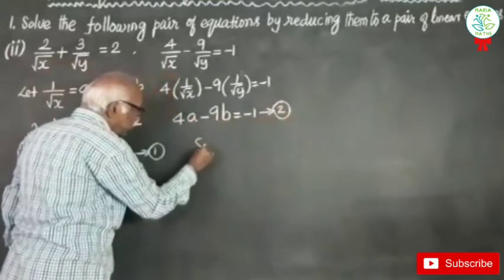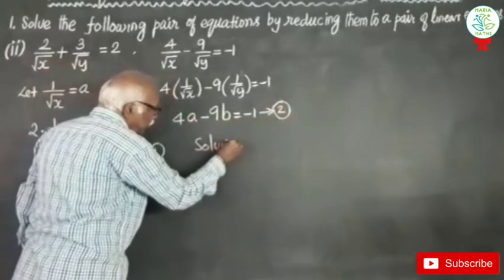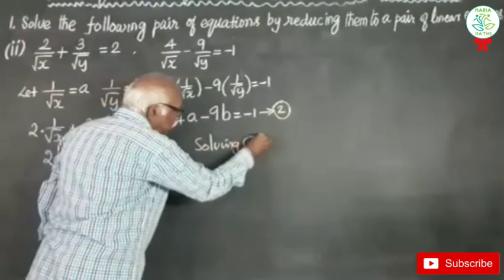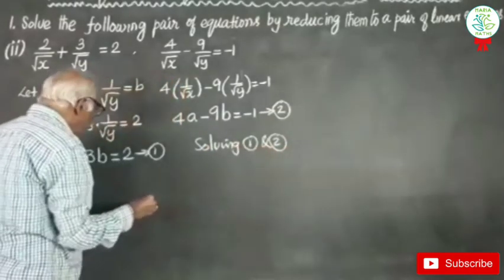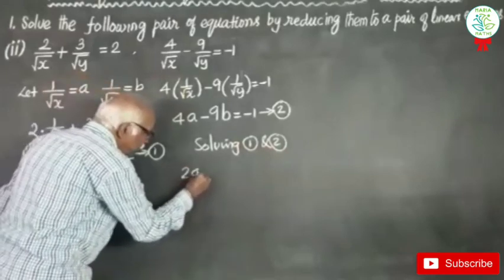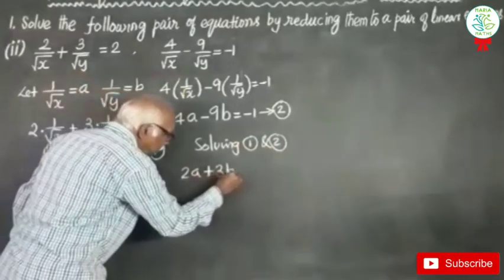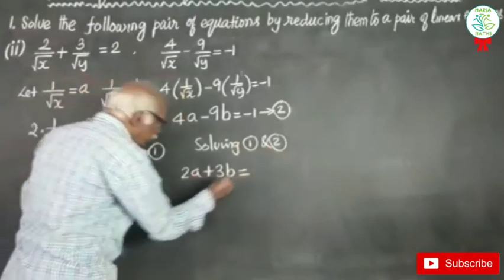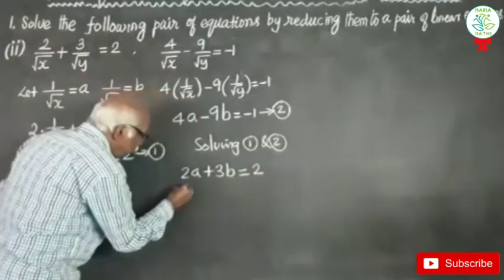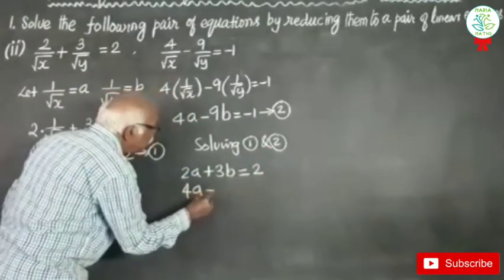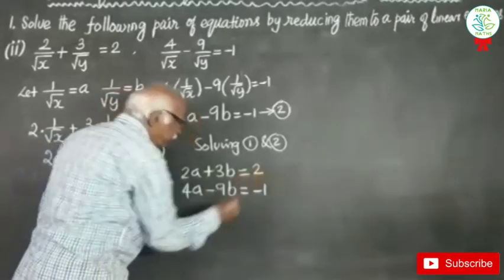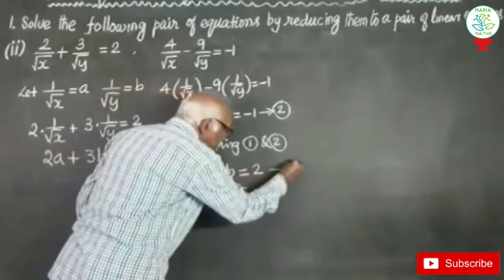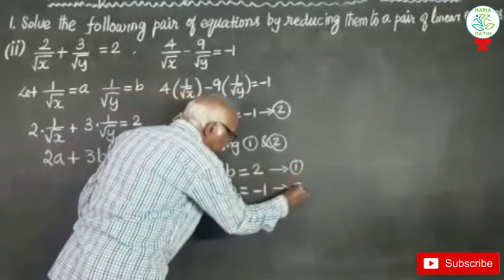Now solving 1 and 2. 2a plus 3b equal to 2. 4a minus 9b equal to minus 1. This is equation 1, this is equation 2.